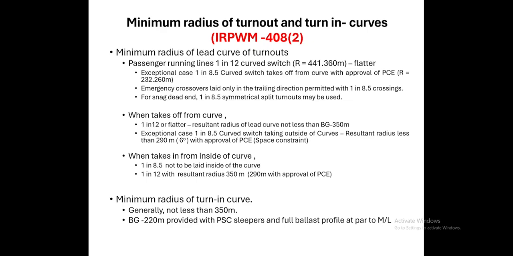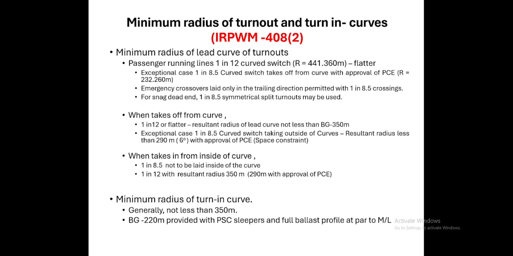Okay, let's see the minimum radius of turnout and turning curves now. As per IRPWM para 408, there is a provision for what type of points and crossings we must provide, and what minimum radius of curve we must ensure in the connecting curve portion. Everything has been given, and we are supposed to follow that. For passenger running lines, we must provide only 1 in 12 curved switches. That is preferable. Passenger running lines are the lines that deal with passenger trains. So on those lines we must preferably go for 1 in 12.